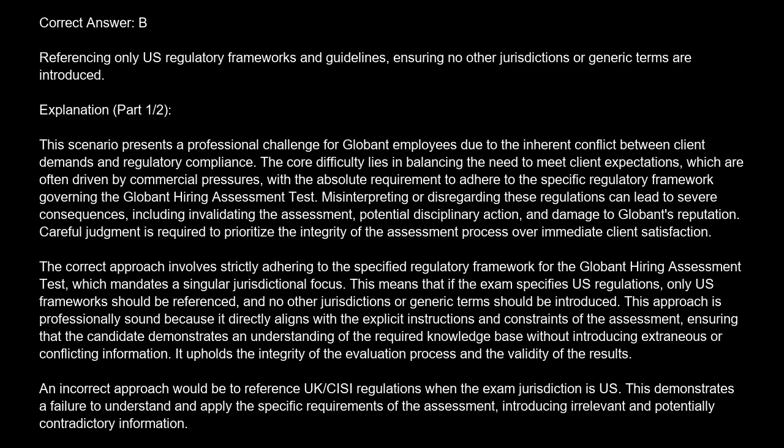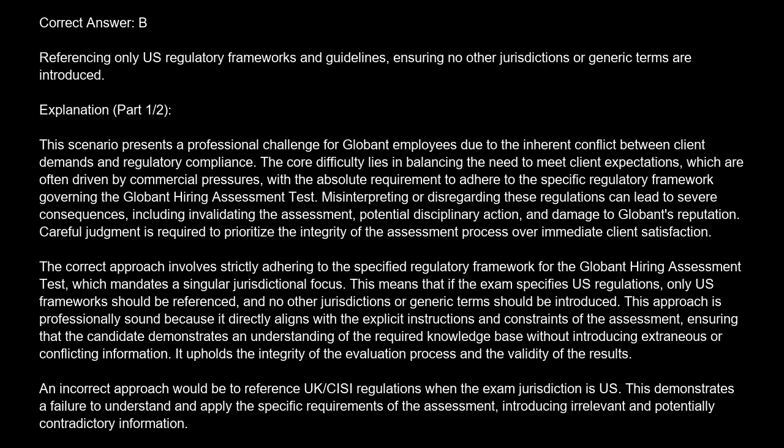The correct answer is B, referencing only U.S. regulatory frameworks and guidelines, ensuring no other jurisdictions or generic terms are introduced. Explanation: this scenario presents a professional challenge for Globant employees due to the inherent conflict between client demands and regulatory compliance. The core difficulty lies in balancing the need to meet client expectations, which are often driven by commercial pressures, with the absolute requirement to adhere to the specific regulatory framework governing the Globant hiring assessment test.